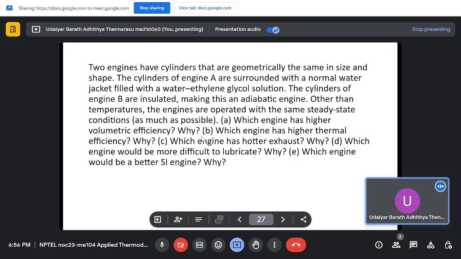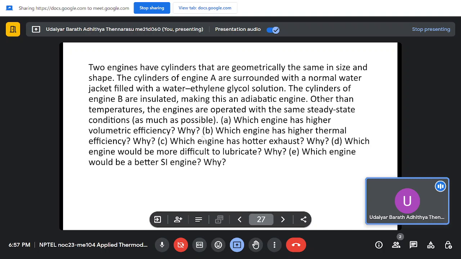The cylinders of engine B are insulated, making this an adiabatic engine. So the difference is how the heat transfer is taking place. Engine A is water cooled, and engine B is insulated, so it's an adiabatic engine, with no heat transfer. Other than temperatures, the engines are operated with the same steady state conditions, so as much work. So you have identical engines, with just the insulation different, and you are running them at similar conditions.